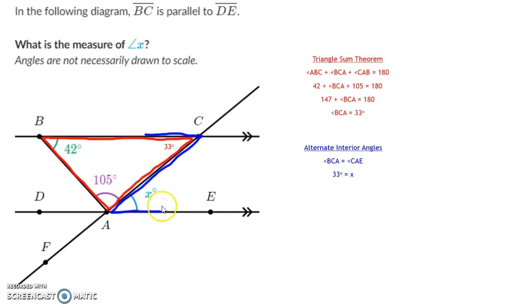All right, in this case, I didn't know anything about angle x specifically, but I did know these two angles are two angles of a triangle. So I used the triangle sum theorem first to find that BCA is equal to 33 degrees. The next thing I used was the alternate interior angle theorem.